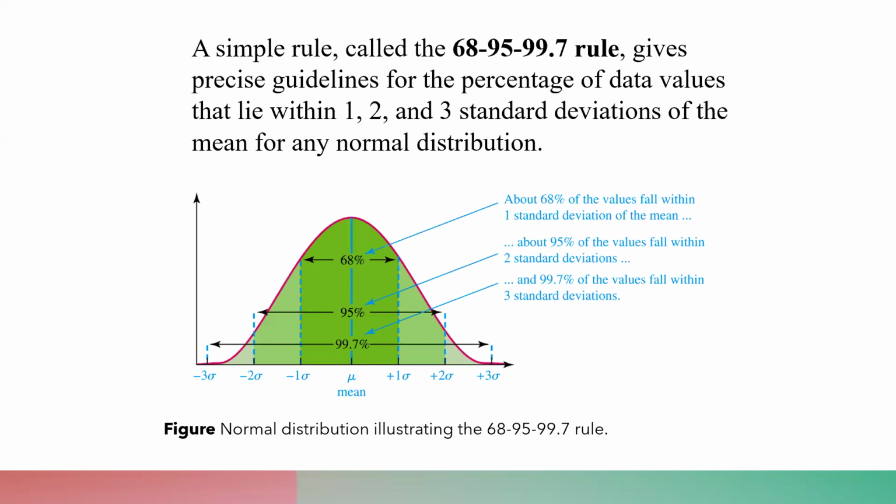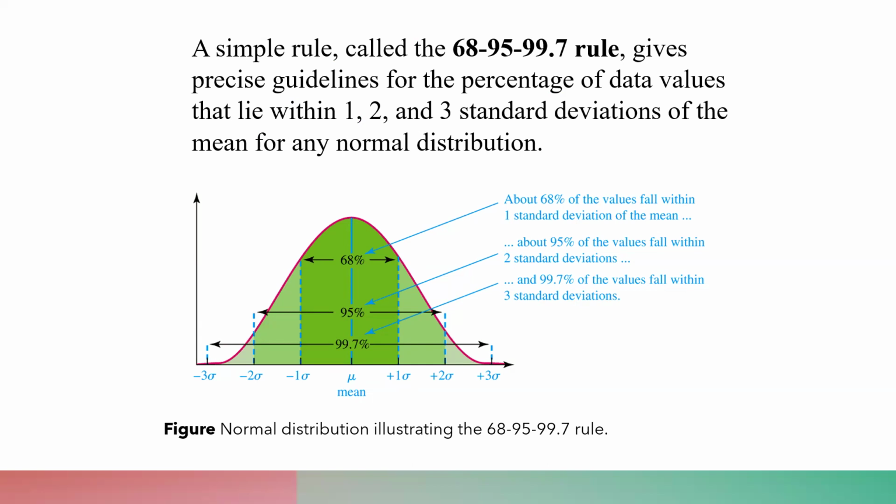So 68% of the values fall within one standard deviation of the mean. On our previous example, the 100 and the 84 and 116, that means that 68% of everyone who takes the IQ test falls within 84 to 116. Almost everyone does.